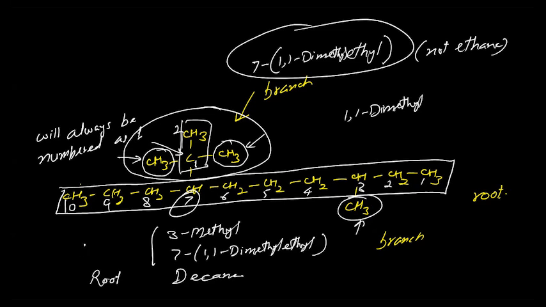These two are branches. So I need to write in such a way that the root will be on the right side, and we will prefix it with 3-methyl and 7-(1,1-dimethyl ethyl). Now, when we place the branches, we will place them in alphabetical order.